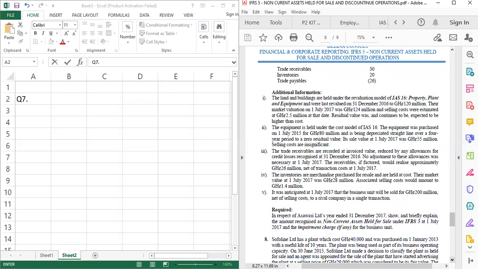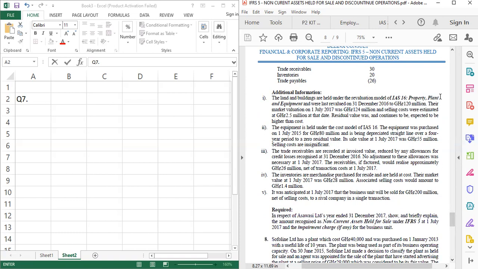In respect of Asawasi Limited for the year ended 31st December 2017, show and briefly explain the amount recognized as non-current asset held for sale under IFRS 5 at 1st July 2017 and the impairment charge, if any, for the business unit.